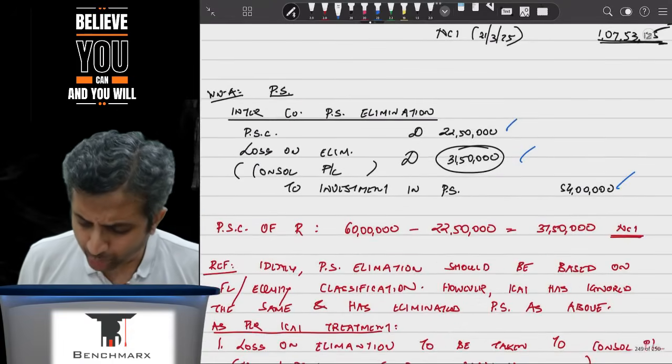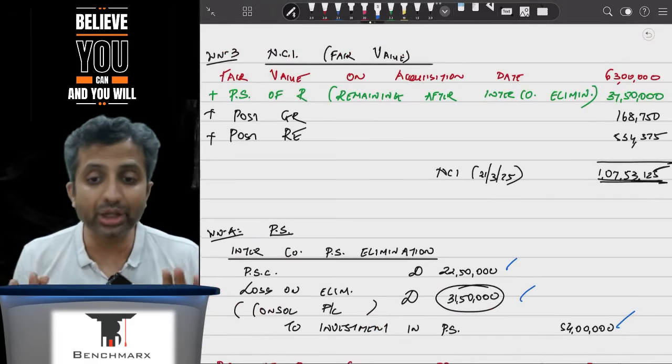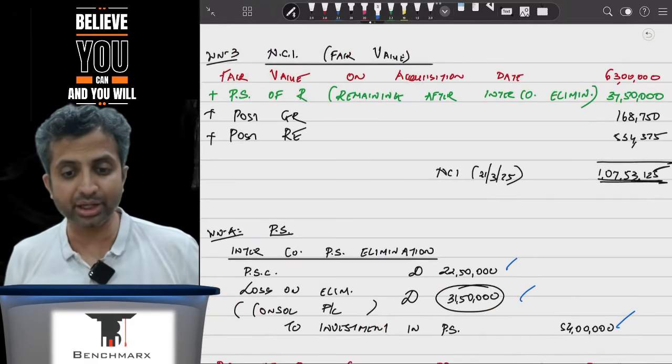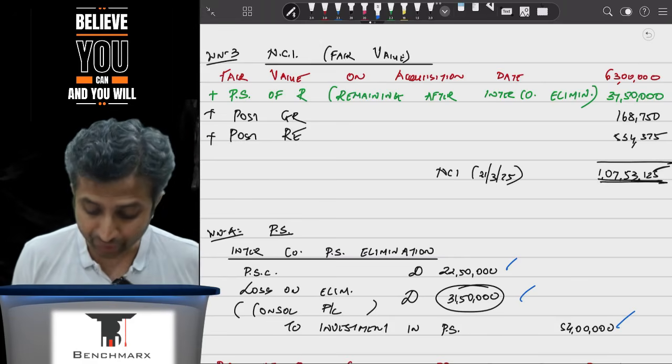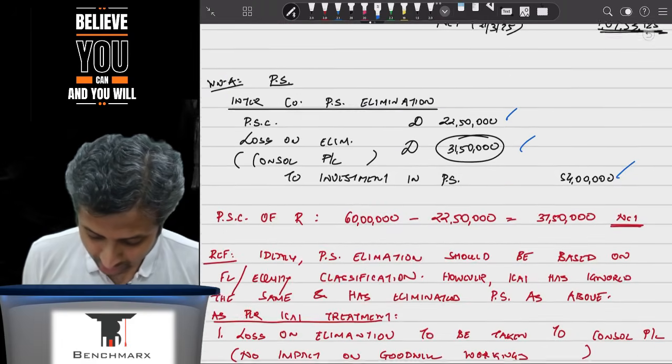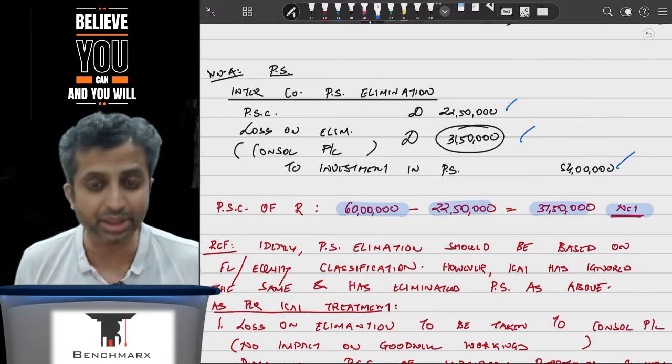So sir, what do we do in the exam? This seems to be a little confusing. Yes, again I'm doing this and I'm telling you to do this the way the institute has done, because this is the only question with preference share as a base. So I will say preference share capital of 60 minus 22.5 is 37.5, which will come in NCI.